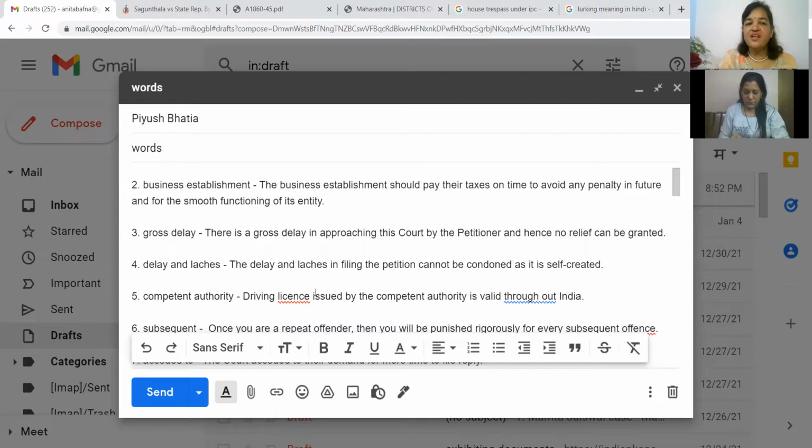Delay and laches. The delay and laches in filing the petition cannot be condoned as it is self-created. Whatever shortcomings or delay there are, the delay and laches in filing cannot be condoned because it is self-created, it was done deliberately. Competent authority. Now MADA is a competent authority, always remember. Certain government authorities which are self-autonomous are called competent authorities. Driving license issued by the competent authorities is valid throughout India.